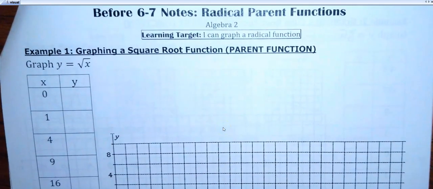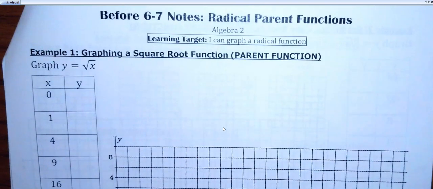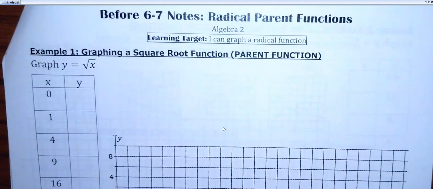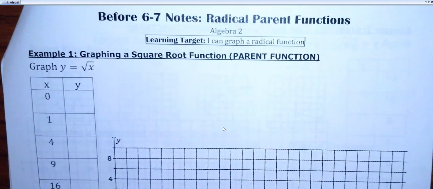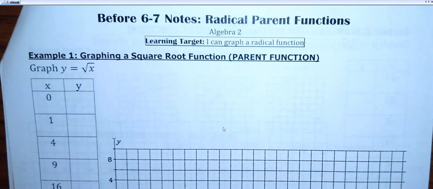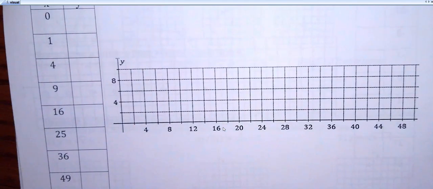All right. We're actually going to do 2 pages in the note packet today, just because I wanted you guys to have graphs of what we call the parent function, or the most basic version of a square root function, and then also a cube root. So we're going to do this on the front here of the next page, and it should say before 6, 7 notes, radical parent functions on the top. And we're just going to, on the front, do the square root, and then we'll do the cube root on the back.